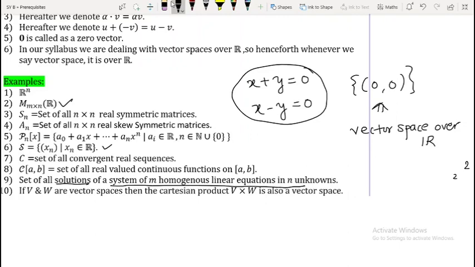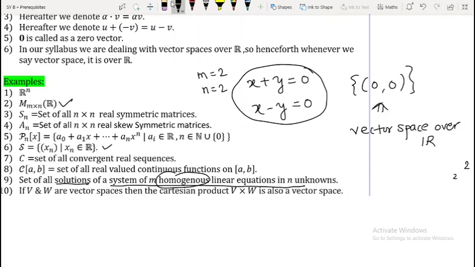That is example 9. Now see, here we have taken a particular example. I have taken the value of m to be 2 and the value of n also to be 2, meaning the number of equations is 2 and the number of unknowns is also 2. You can take any number of equations and any number of unknowns and find the solution set of that homogeneous system. Remember, it should be a homogeneous system. Then the solution set of that homogeneous system is always a vector space over R.